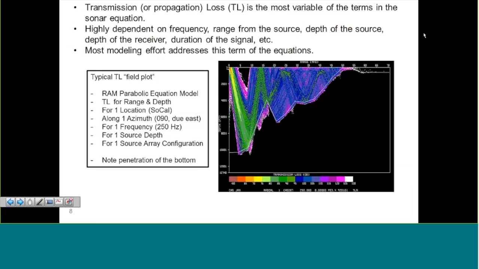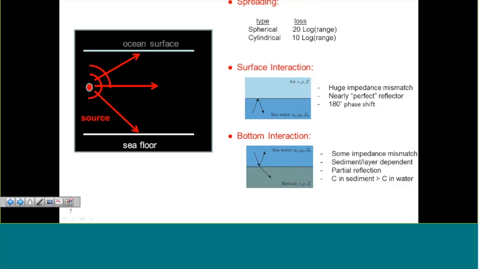You can see that the modeling is accounting for that here, in that some of this color actually goes into the bottom. It's below the bottom. So this model includes some of the parameters for the sound and sediment in the bottom, and shows that sound is actually penetrating into the bottom before it typically returns back out to the water column. Okay, that's a very simplified model.